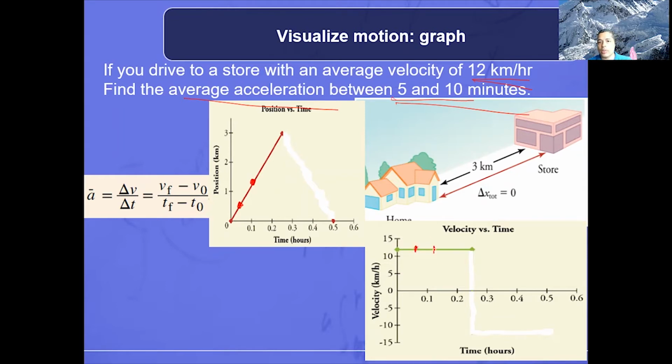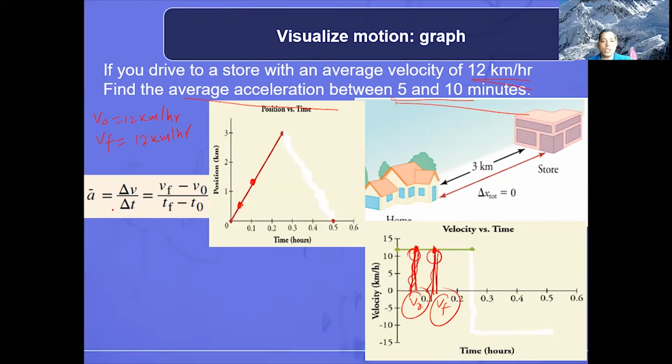If you drive to a store with average velocity of 12, here is the 12, here is the 12, okay? At 5, you have 12, at 10, you have 12. So this is your Vf, this is your V0. So what is your Vf? Vf is 12. Then what is your V0? V0 is 12 kilometer per hour, and Vf is also 12 kilometer per hour, meaning at 5 minutes you have 12, at 10 you have 12. See, you have the same height. If this is 12 tall, this is also 12 tall, right?